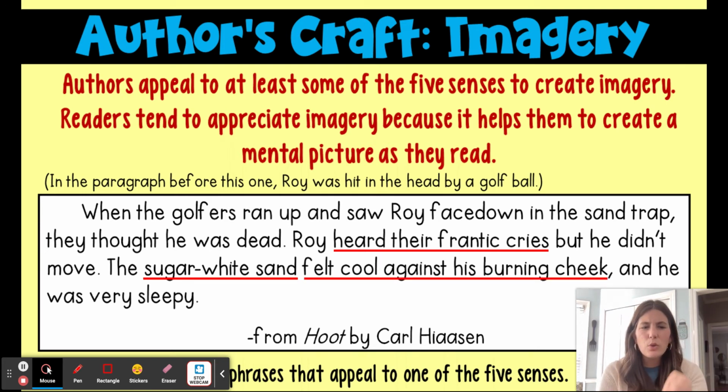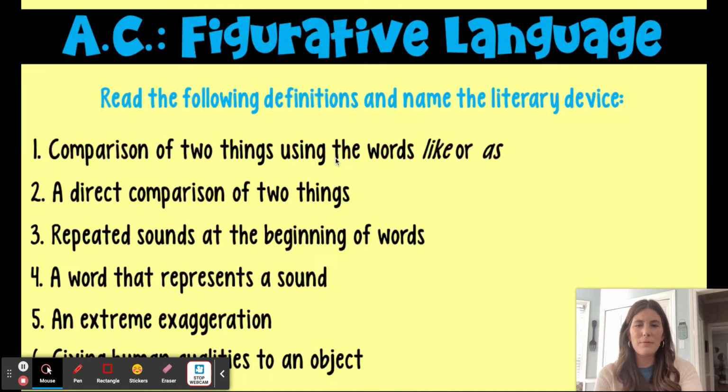And then we see that felt cool against his burning cheek. When I make an inference here and put two and two together, I've experienced what that feels like. If I've been outside running around and I get really hot and then I feel something really cool like my mother's hand right on my cheek, I can feel that coolness going from her hand to my cheek and it feels nice, right? When we're really hot and bothered. So I want you to think about how could I use imagery like this in my own writing? Really, what it is, friends, is that the author is being really descriptive with their words and appealing to those five senses.